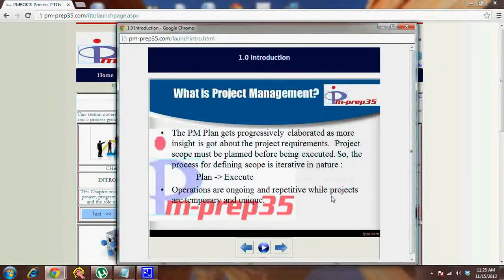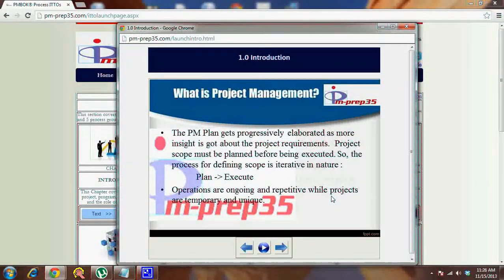The PM plan stands for project management plan. The PM plan gets progressively elaborated as more insight is gained about the project requirements. Project scope must be planned before being executed. So the process for defining scope is iterative in nature. First you plan, then you execute. So this is not anything new for us.